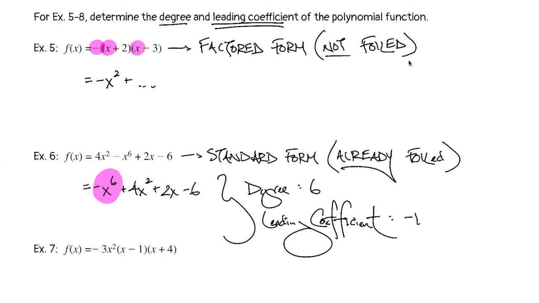If all I want to know is the degree and the leading coefficient, I don't need to FOIL anything else out. But I do need to find that leading term. From here, I can tell this is a degree of 2. And my leading coefficient is -1.